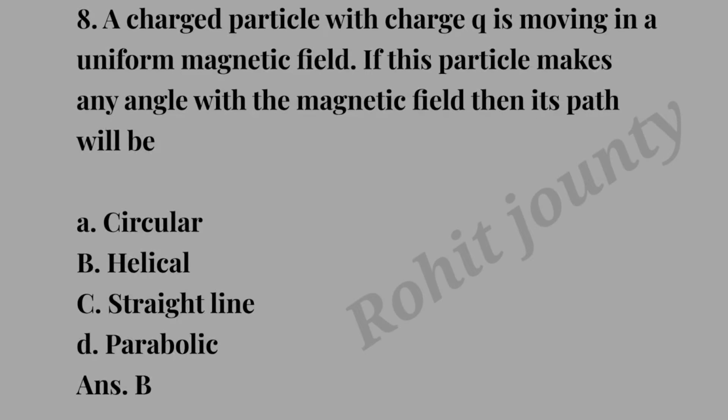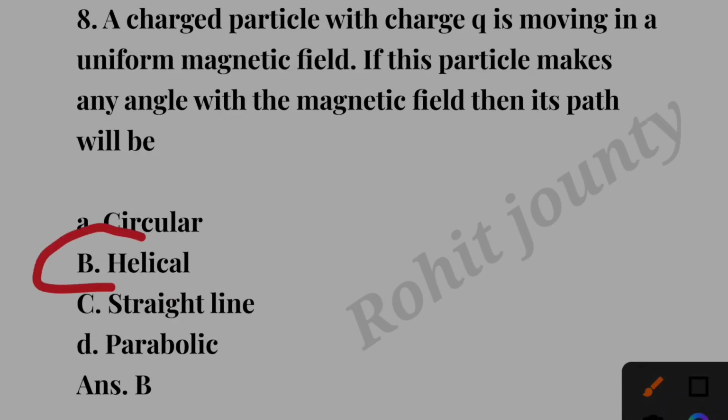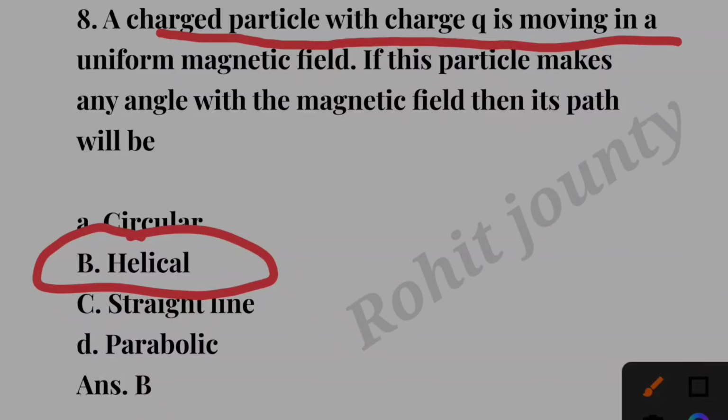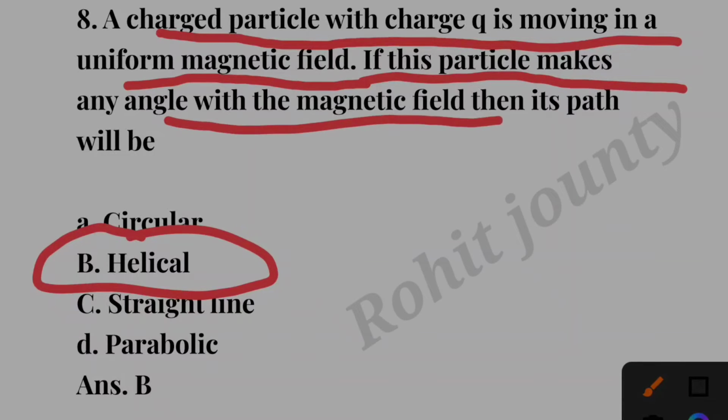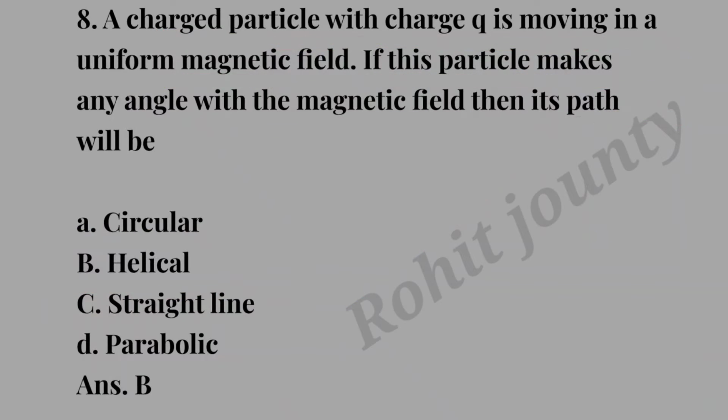Question number 8. A charged particle with a charge q is moving in a uniform magnetic field. If the particle makes any angle with the magnetic field, then its path will be: option A circular, option B helical, option C straight line, option D parabolic. The correct answer is option B, helical. If this particle makes any angle with the magnetic field, its path will be helical. Option B is the correct answer.